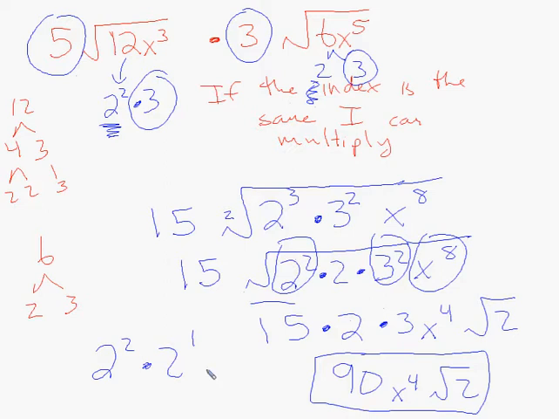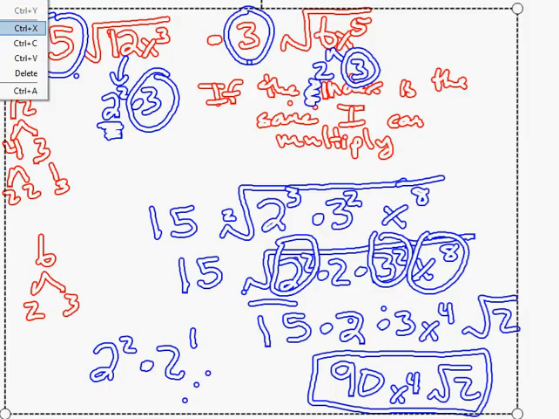Okay, the last thing would be dividing these. So we'll talk about that here. What if I'm dividing them? Well, let's say I have the square root of 17 over 144.